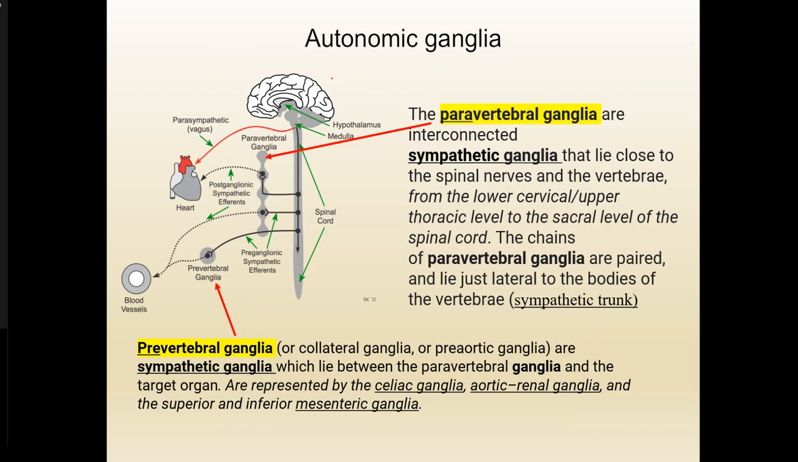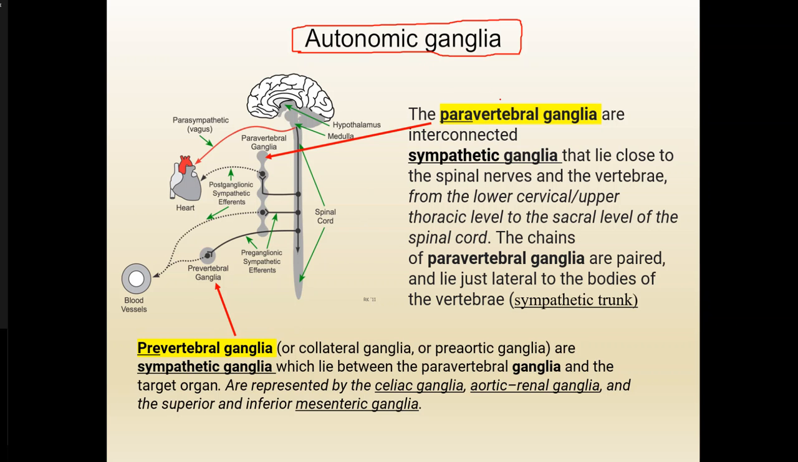Now, the other ganglia that we're going to talk about are the autonomic ganglia. That's already telling you that they are part of the autonomic nervous system that we have mentioned. We're going to talk more in detail about the autonomic nervous system next time we see each other. But for now, we're going to define these ganglia. There are two sets of ganglia that belong to the autonomic nervous system.